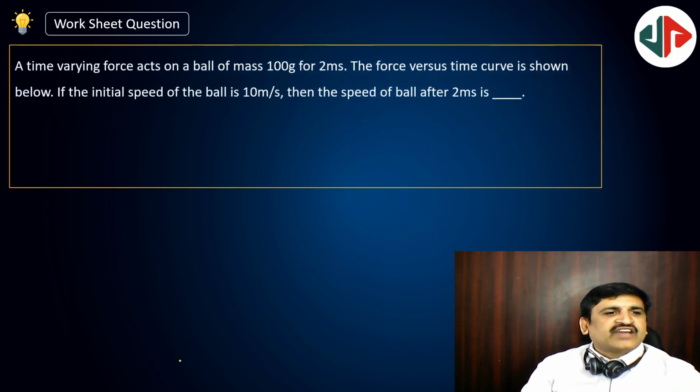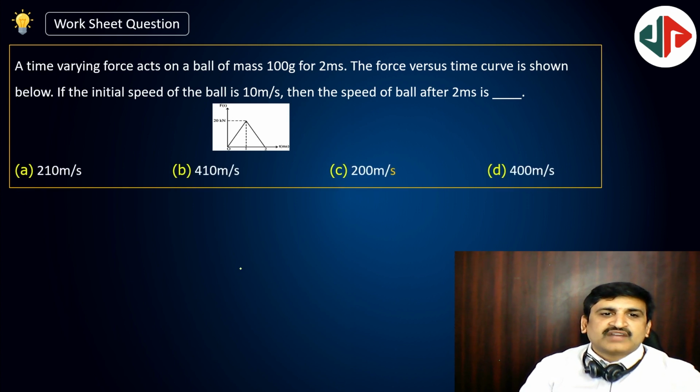A time varying force acts on a ball of mass 100 gram. He didn't mention the force F, it is a time varying force. 20 kilonewtons is the maximum one. Let me write first the given one. Mass m is equal to 100 gram, for 2 milliseconds, time is equal to 2 milliseconds.